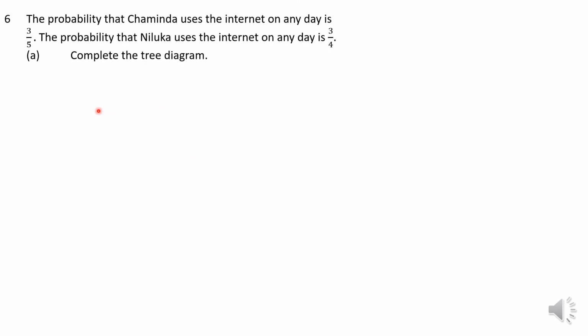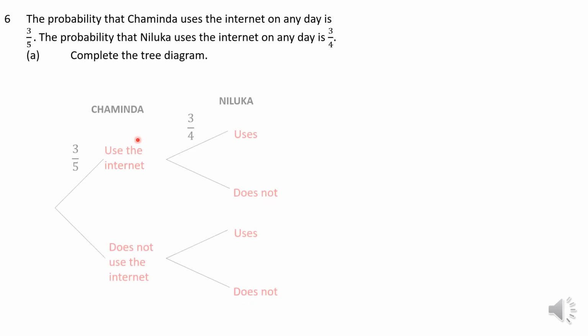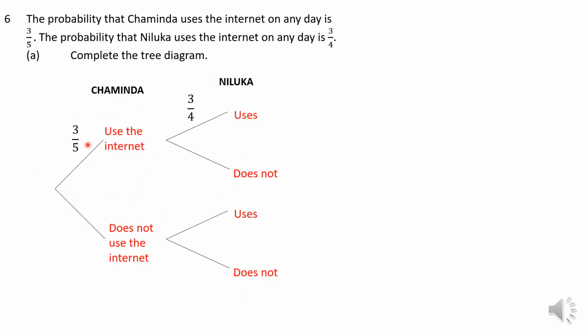Right, question 6 here. The probability that Shaminda uses the internet on any day is 3/5. The probability that DeLuca uses the internet on any day is 3/4. So here's a diagram that we need to complete. It's 2 people. So Shaminda, this is 3/5. Remember I said this should add up to 1. So this has to be 2/5. And this is 3/4 here. So this has to be 1/4. Now her probability just stays 3/4, and then uses the internet 3/4, does not use is 1/4.